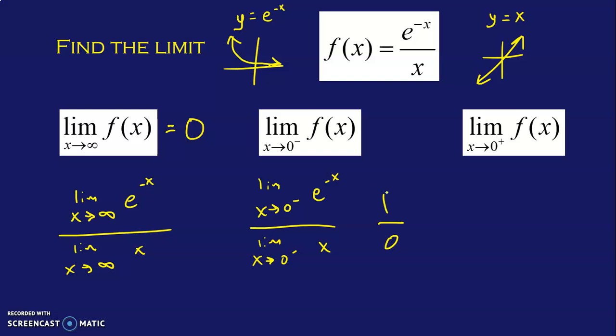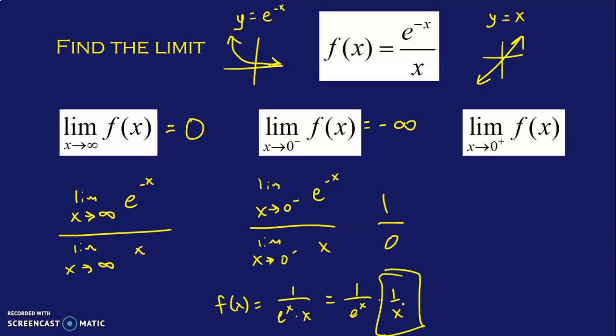And if I have a positive number divided by a really small negative number, this is going to end up being negative infinity. Now, another way to think about this problem is to move the e to the negative x down to the bottom. And we can think about f of x equals 1 over e to the x times x. And you could break that down as 1 over e to the x times 1 over x. And then as we approach 0, 0 plugged in here is no problem. So then you're really just thinking about 1 over x.